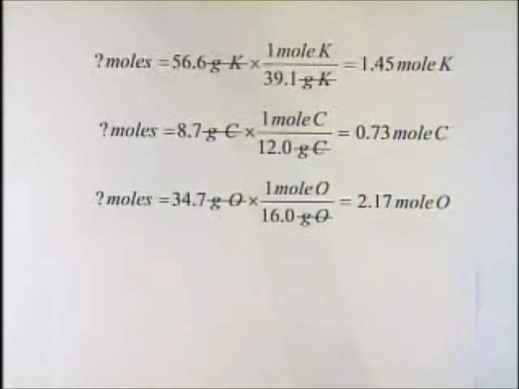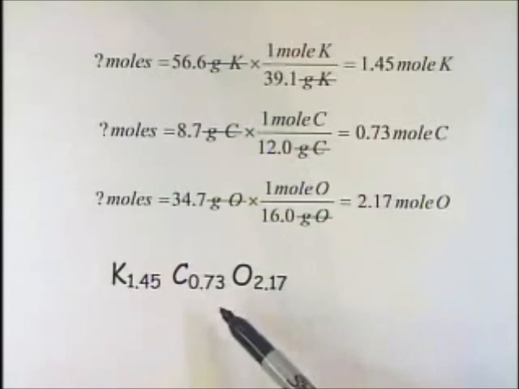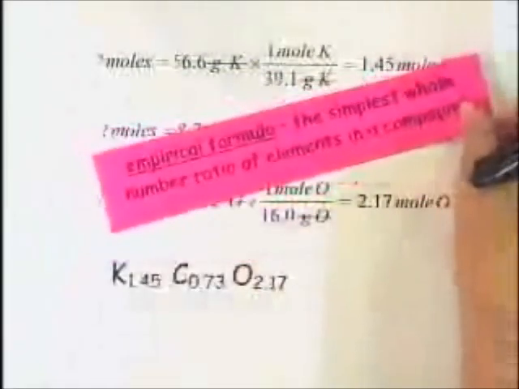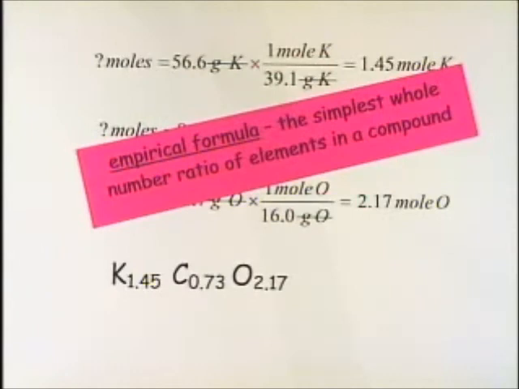Since moles are just a way of counting atoms, we can use these numbers as the subscripts for our formula. That gives us K 1.45, C 0.73, O 2.17. Now that's a funny looking formula. Look at the definition for empirical formula again. It's the simplest whole number ratio of the elements in the compound.